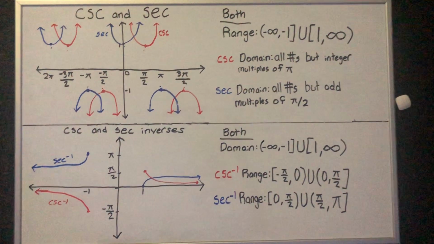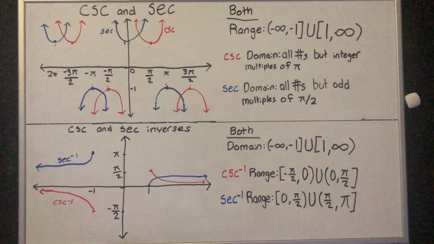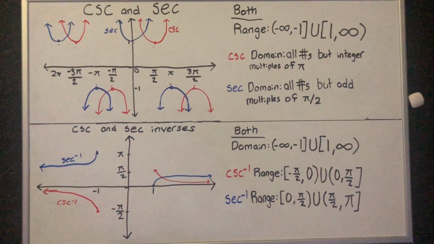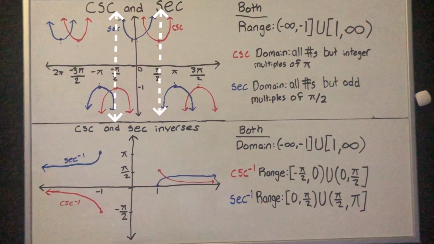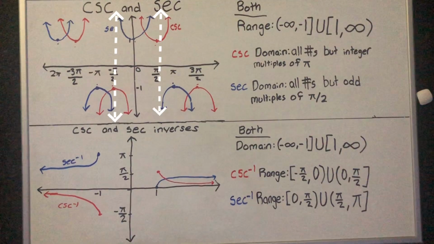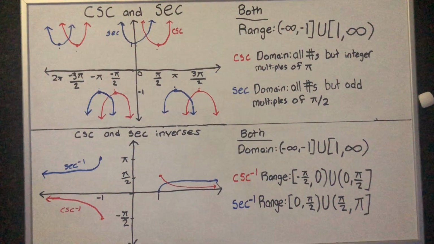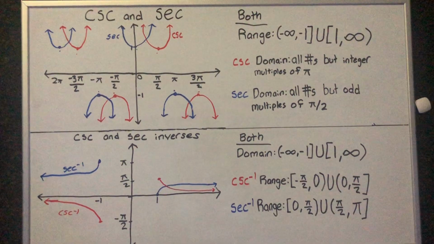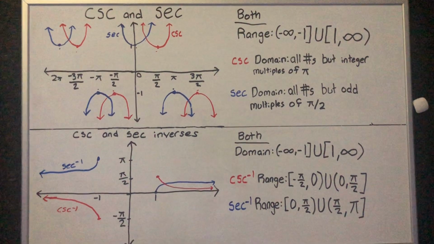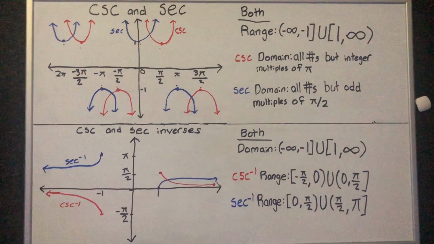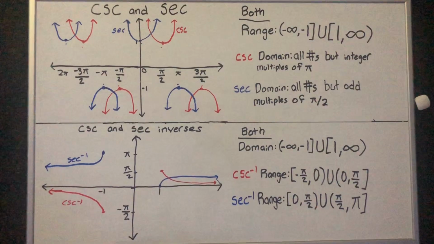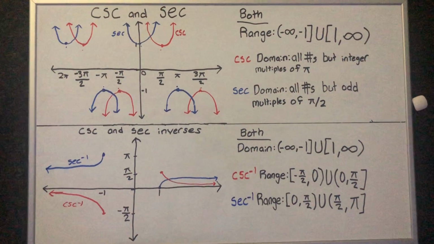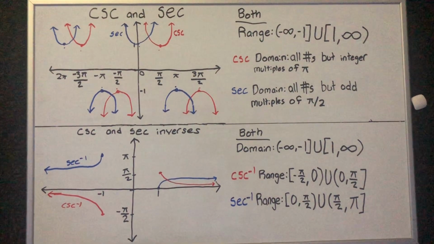For cosecant and secant, their graphs seem like parabolas, but they aren't due to vertical asymptotes. An easy way to identify which graph is which is knowing that the secant graph has a y-intercept and the cosecant graph doesn't. They both share the same range of all numbers less than or equal to negative 1, union all numbers greater than or equal to 1. The domain for cosecant is all numbers but integer multiples of pi, while the domain of secant is all numbers but odd multiples of pi over 2.